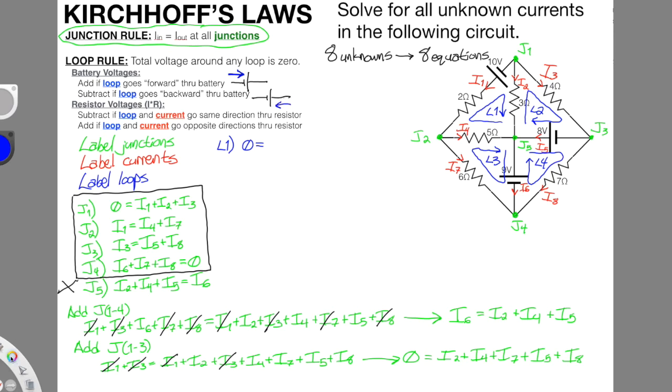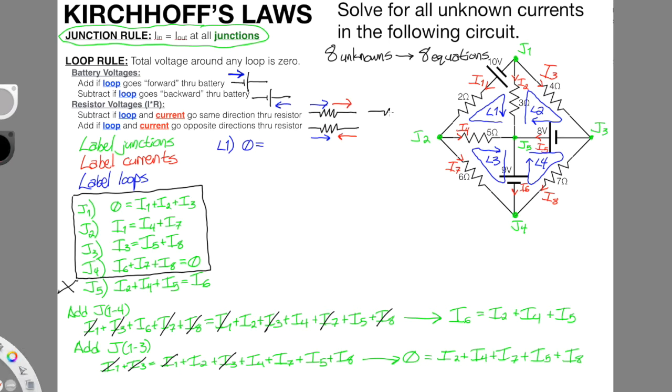For resistors, it's a little different, and what matters there is whether the loop direction agrees with the current direction. So if the loop and the current go the same direction through a resistor, or both going to the left, then you will subtract that resistor voltage. If the loop and the current go opposite directions through that resistor, then you will add that resistor voltage.